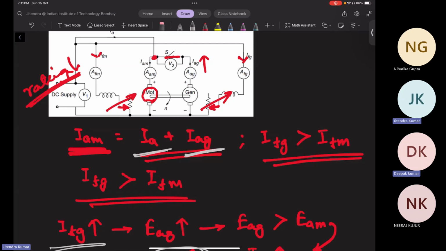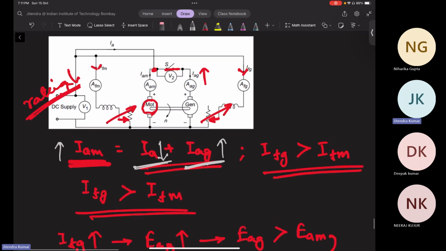IA plus IH. And if you are able to increase this IAG, or if you are able to increase this IAM, it means your IA can be reduced for the same power, right? Are you getting this point? See, IAM equal to... So if you are able to reduce, it means your load from the supply can be reduced. You can operate the same ratings of the motor with a lower rating of the supply.